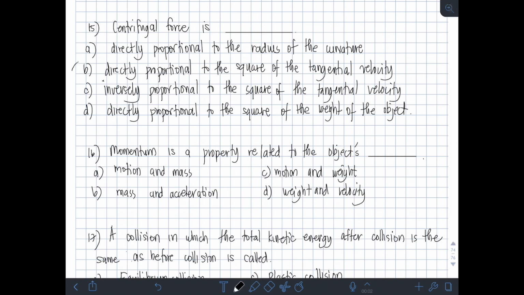16. Momentum is a property related to the object's blank. A. Motion and mass, B. Mass and acceleration, C. Motion and weight, D. Weight and velocity. The correct answer is letter A. Motion and mass.